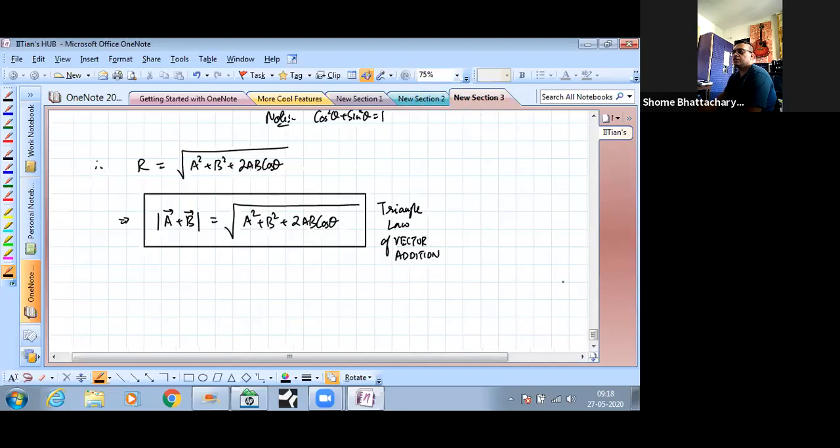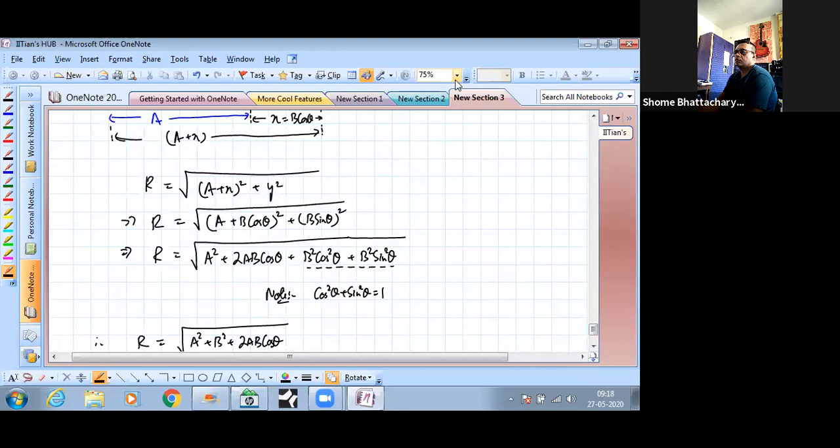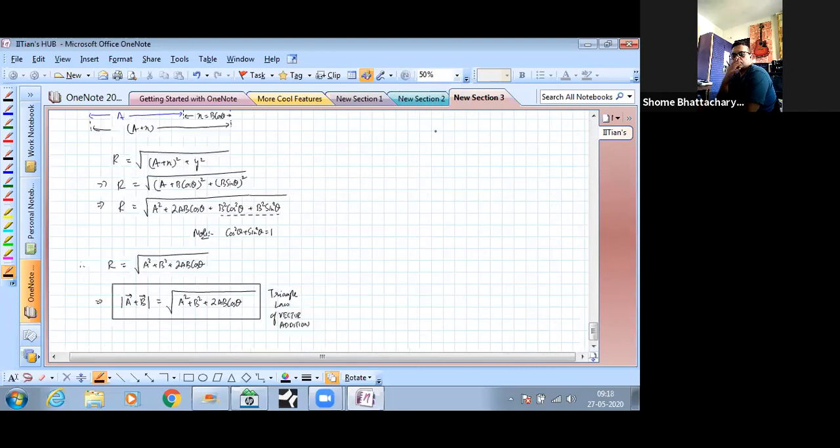Just minimizing this so that you can see the steps involved. No, Prince, we cannot reduce it to A plus B whole square, because there's a cos theta term. Okay, so let's understand this with a couple of examples.